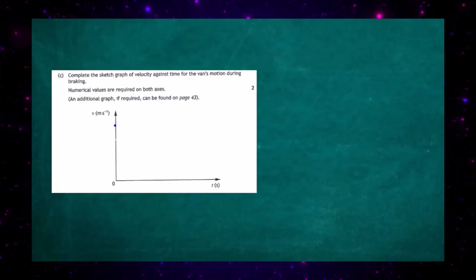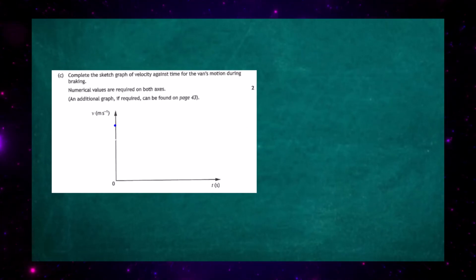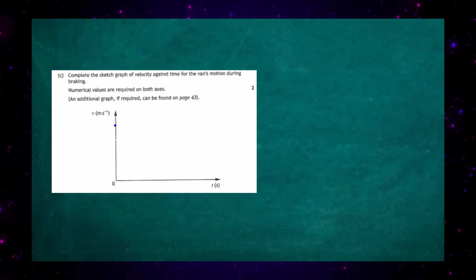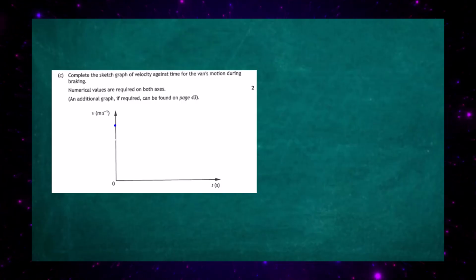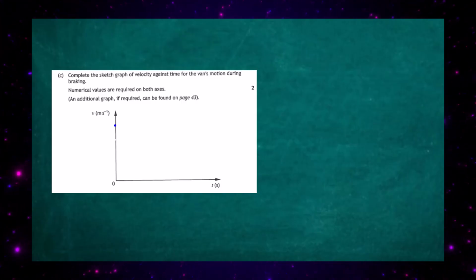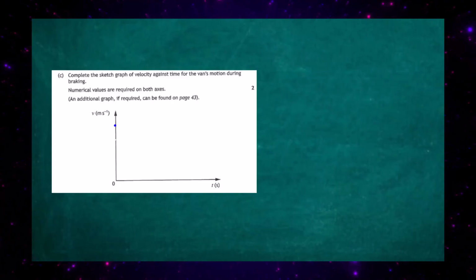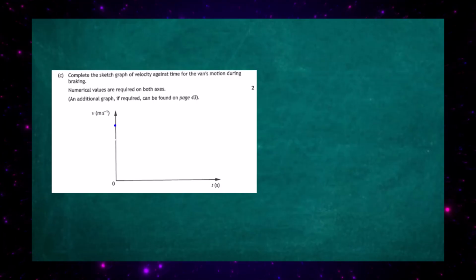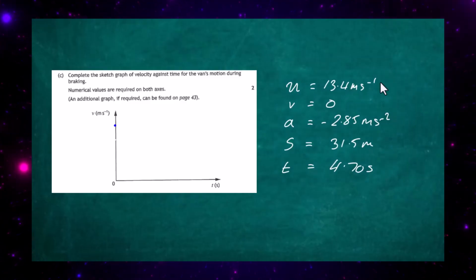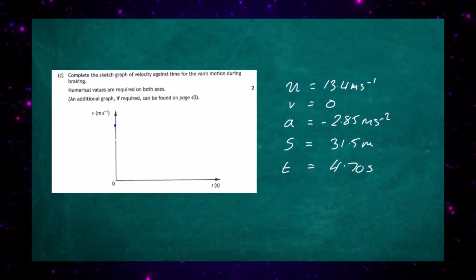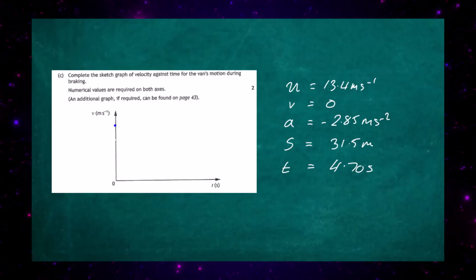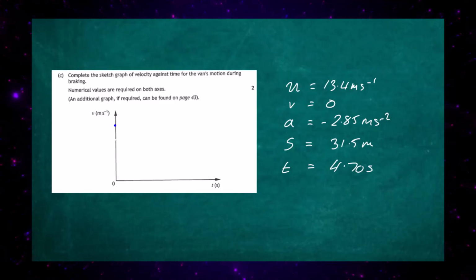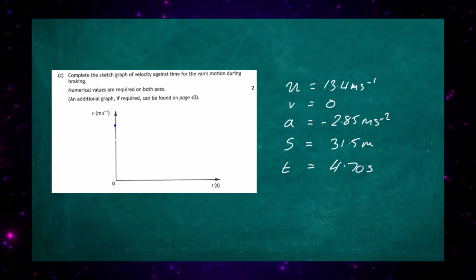Question 1, Part C. Complete the sketch graph of velocity against time for the van's motion during braking. For 2 marks we're asked to put numerical values on both axes. You can see we've got the velocity axis and the time axis there. We also have all our information from the previous parts: the initial velocity 13.4, the final velocity 0, and the time for that to happen, 4.70 seconds. So we've got all the data.